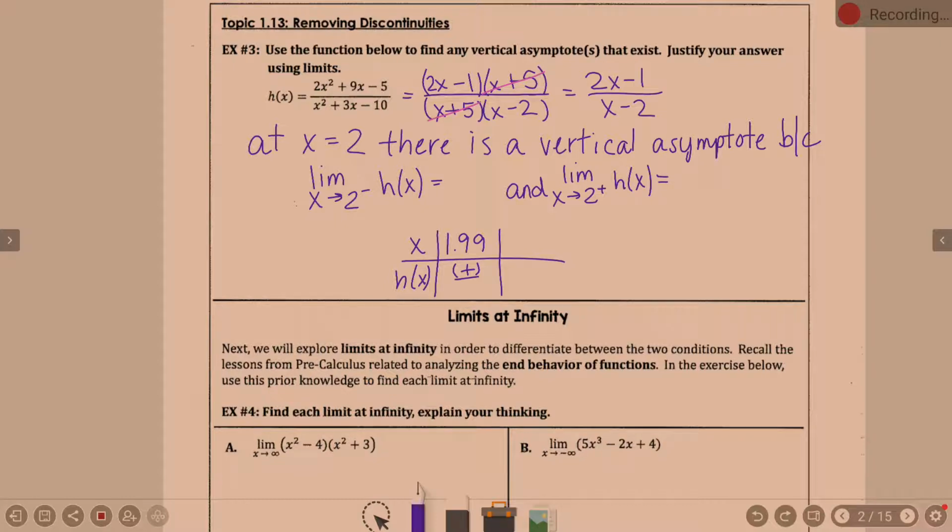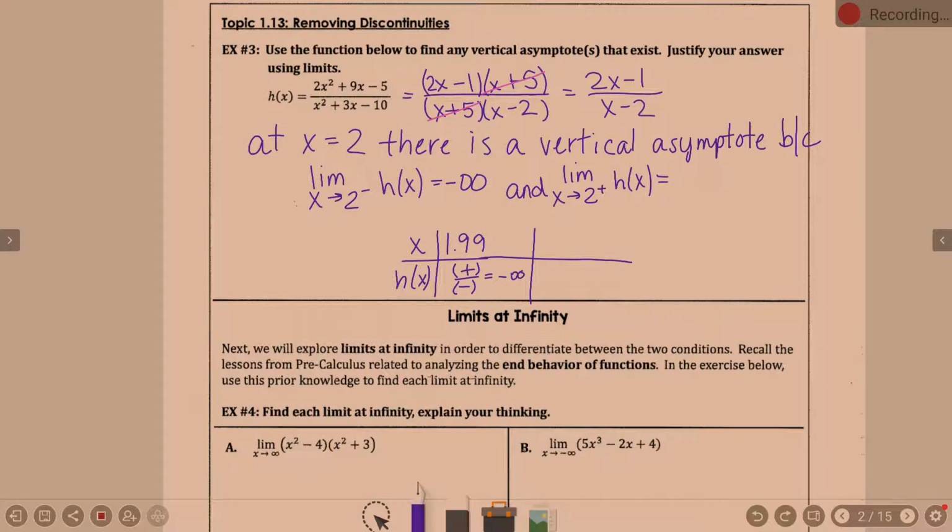Something a little less than 2 minus 2 is going to result in a negative. So what do we know about as we approach from the left? This is going to be negative infinity. Sorry, that is a sideways negative infinity sign because I didn't leave room like I should have.